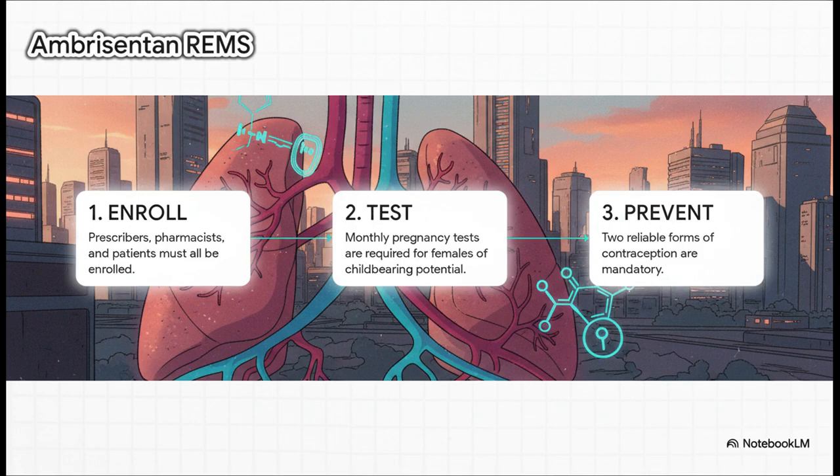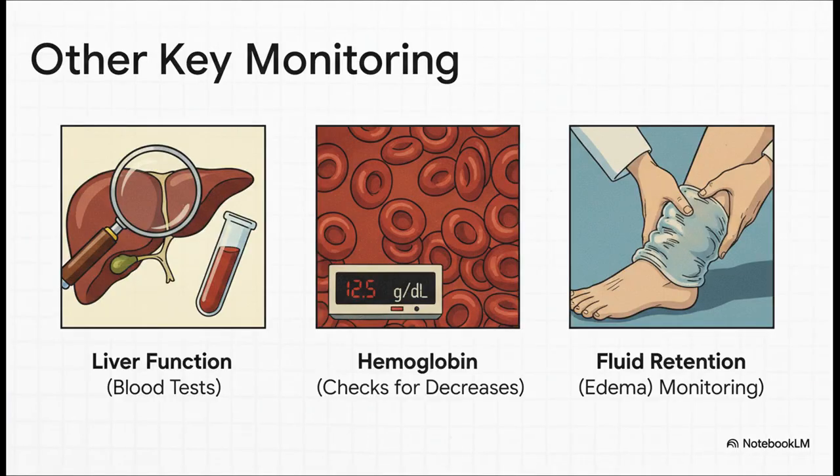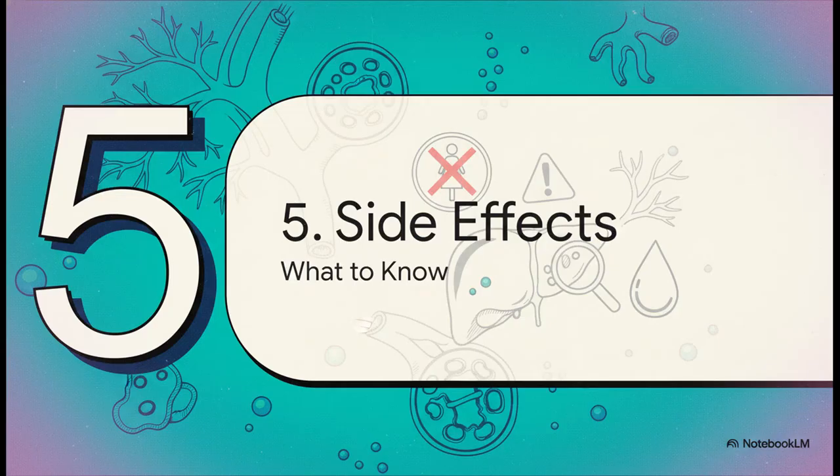For any female patient who could become pregnant, this means mandatory monthly pregnancy tests and using 2 reliable forms of birth control. And I really want to stress this. These aren't just good ideas or suggestions. They are non-negotiable, absolute requirements to even get the prescription. And the safety net doesn't end there. Regular blood tests are also a must to keep an eye on liver function and hemoglobin levels, because ambrisentan can affect both. Doctors also have to watch very closely for any signs of fluid retention or edema, which is another potential side effect.